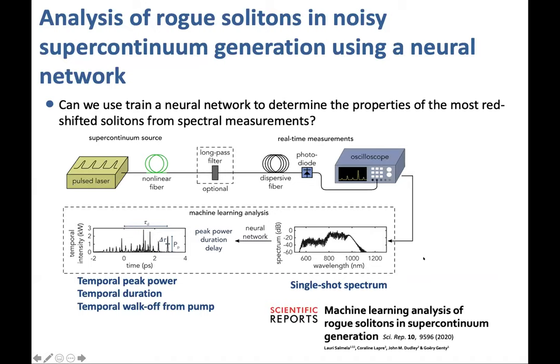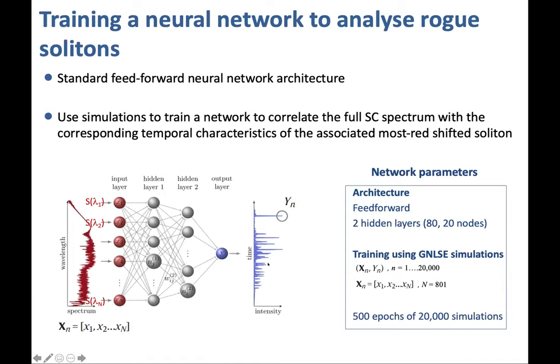So the idea is to basically measure a lot of different single-shot supercontinuum spectra, feed that to the network, and then have the network be able to predict the peak power, duration, and walk-off from the pump of the most redshifted soliton. Okay. So again, we use a similar architecture as in the modulation instability application, except that the idea here is to correlate the full supercontinuum spectrum, which is fed to the network, with the characteristics of the most redshifted soliton: peak power, walk-off, and the temporal duration.